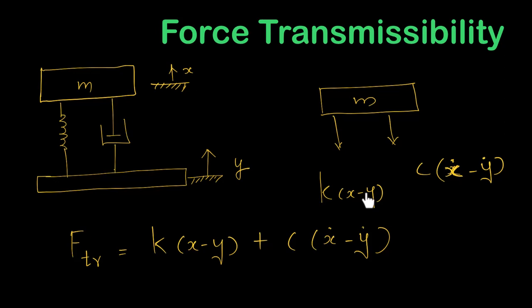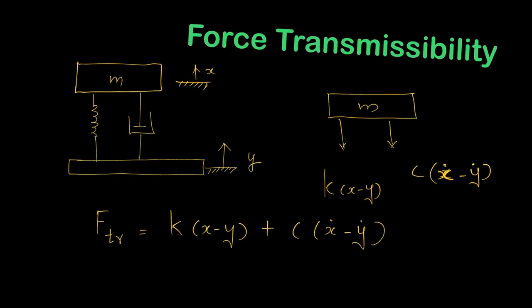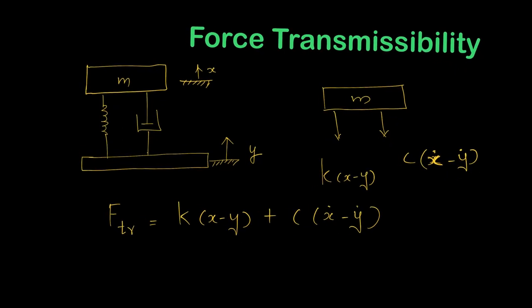And when we take the free body diagram of this particular mass, this mass represents the bicycle, and for a bicycle example, this represents the person, how much force he is feeling. If you take the free body diagram of this particular portion alone, then we can see that there are two forces acting on this, which is k into (x minus y) coming from the spring, and c into (x dot minus y dot) coming from the damper. This is the net force which will be transmitted from the base to the particular region of interest.